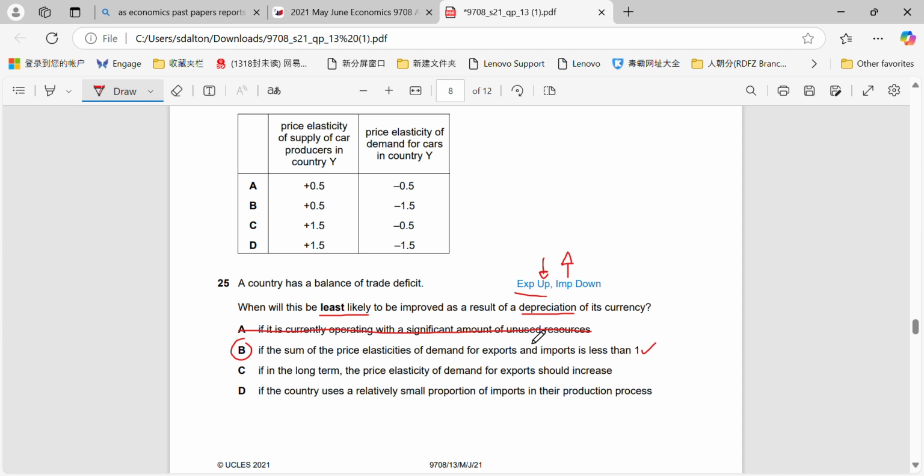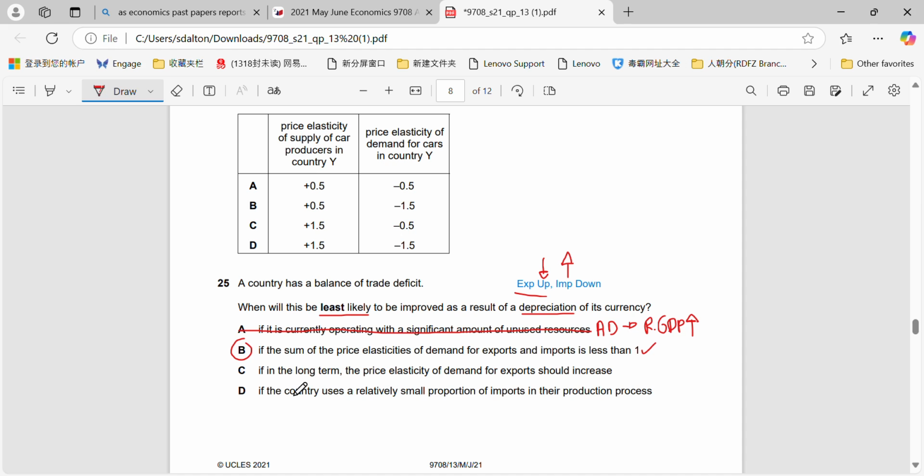And just for point A as well, while A can actually help us to reduce the deficit, it will take a longer time than if we had less resources available, but it will still be effective because it will allow us to move AD to the right, and it will allow us to move real GDP up, which will help us to reduce the deficit. It might just take a longer time than if, for example, we were able to increase AS as well and to increase our capacity.